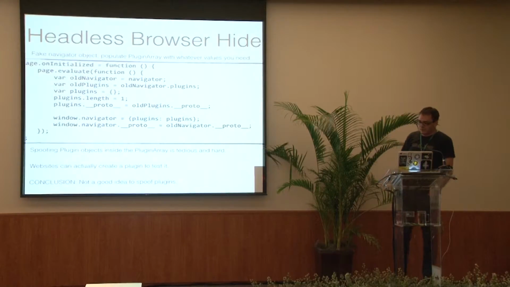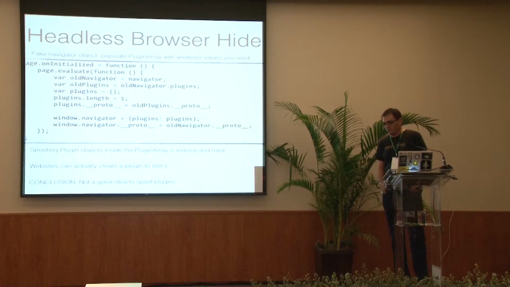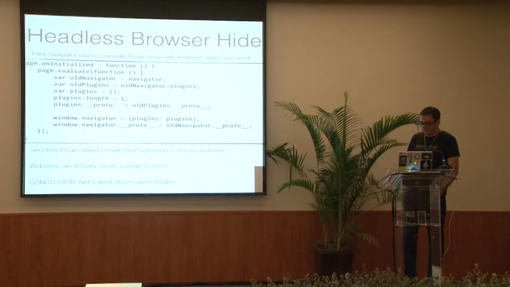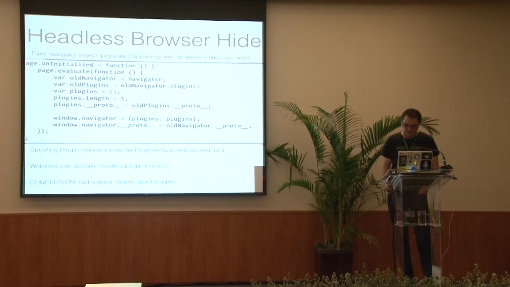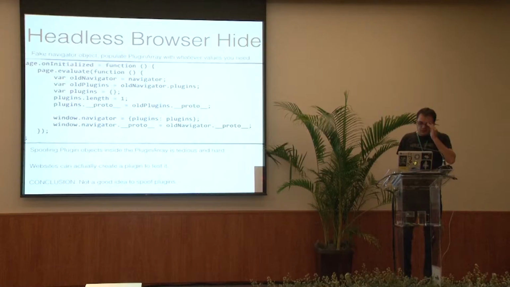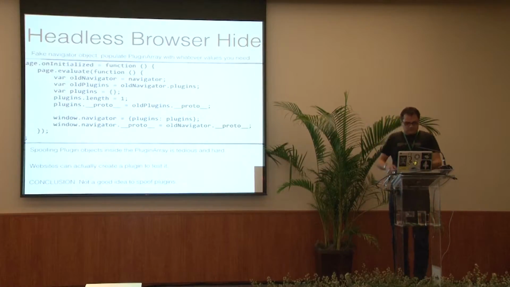Apparently, it's not really possible because in all browser environments, and especially in Phantom.js, the navigator object itself in the JavaScript environment and the plugin array property of the navigator object are both read-only. So it's not possible to spoof them. Are we doomed? Well, not really. There is a nice trick.